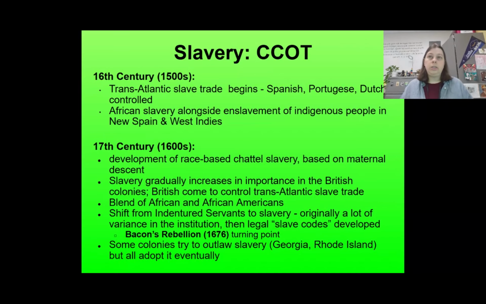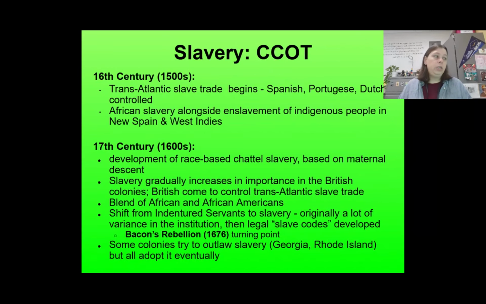And we start to get things that say that your situation, whether you're enslaved or free, descends directly from the mother. And we start to get things that say, well, okay, you cannot sue for your freedom just because you've converted to Christianity, which is something that we saw some people try to do in the early years.